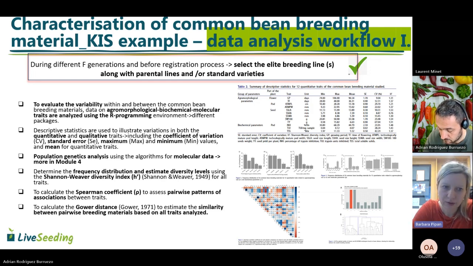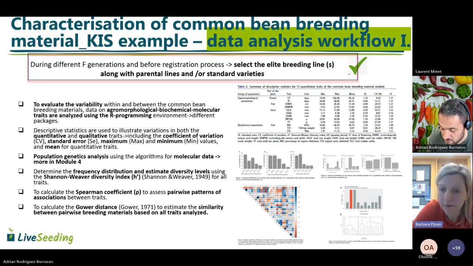And I also mentioned the population genetics analysis, that this is specific and it has a different type of data as well as results, and then it should be transformed correctly into the way that it can be compared in the multi-criteria decision analysis at the end. And then Adrian already mentioned the frequency distribution, and for the estimation of the diversity levels, those measures are important to evaluate the variability of our materials.